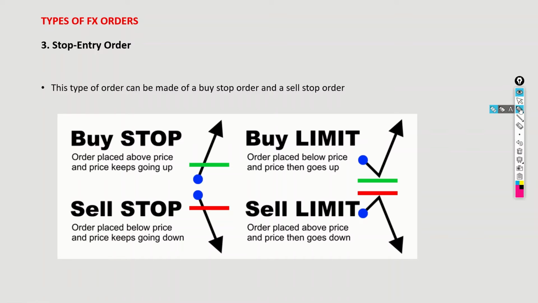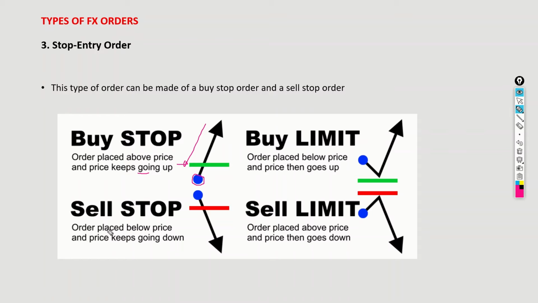So when you look at the chart here in this image, we want to look at the buy stop. A buy stop is an order placed above the price, and the price keeps going up. If this is the current price of the market, we set our buy price above the current price, and when the price reaches that level, it keeps going up. That's what we call the buy stop.